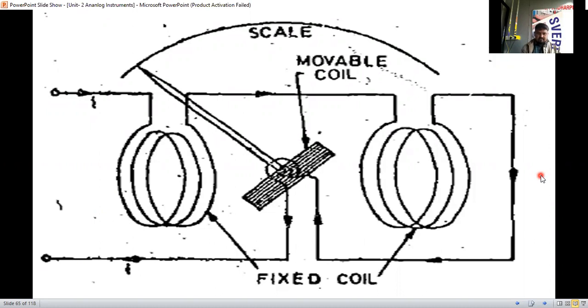Is it clear? Any doubts you have, you can ask. If you have any doubts, you can ask. Very simple operation is there. Same like a PMMC, but the only thing is that here we have not used a permanent magnet.